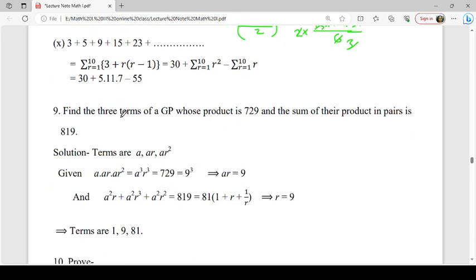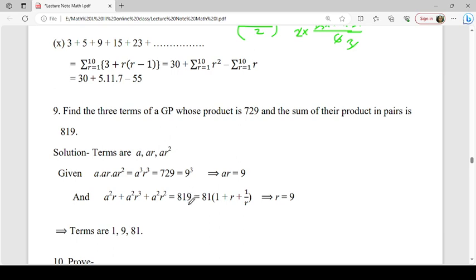Then find the GP whose product is 729 and the sum of their product in pairs is 819. We don't know what the terms are, so we assume 3 terms: the first is A, the second is AR, then AR square. Their product is A cube R cube, it is 9 cube, so AR is 9. Then the sum of products in pairs: A square R plus A square R cube and A square R square.